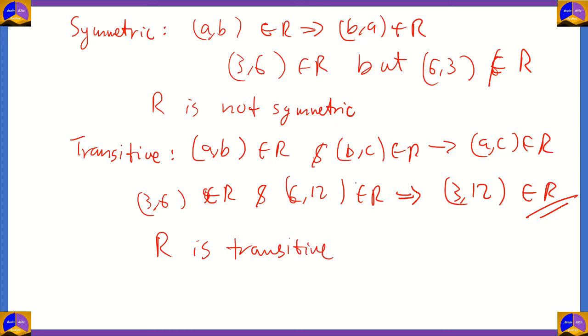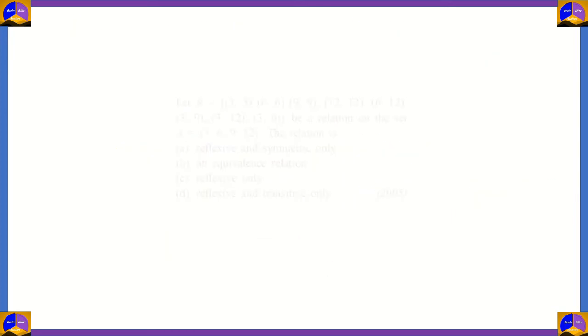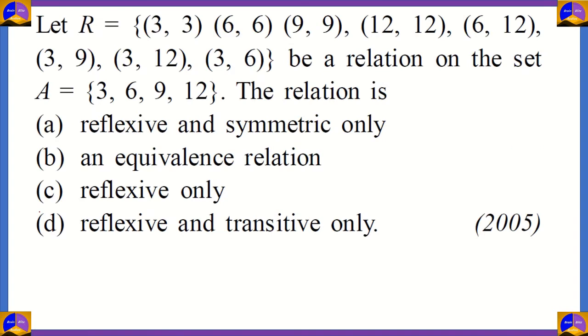Since it's reflexive and transitive, option D will be the correct option. So option D, reflexive and transitive only, is the correct option. Option C is incorrect because it says that the relation is not transitive, which is incorrect. And options A and B are incorrect because the relation is not symmetric. The relation given in the question is not symmetric, so therefore options A and B are incorrect. And since it's reflexive and transitive, option C also becomes incorrect. The most appropriate option is option D.